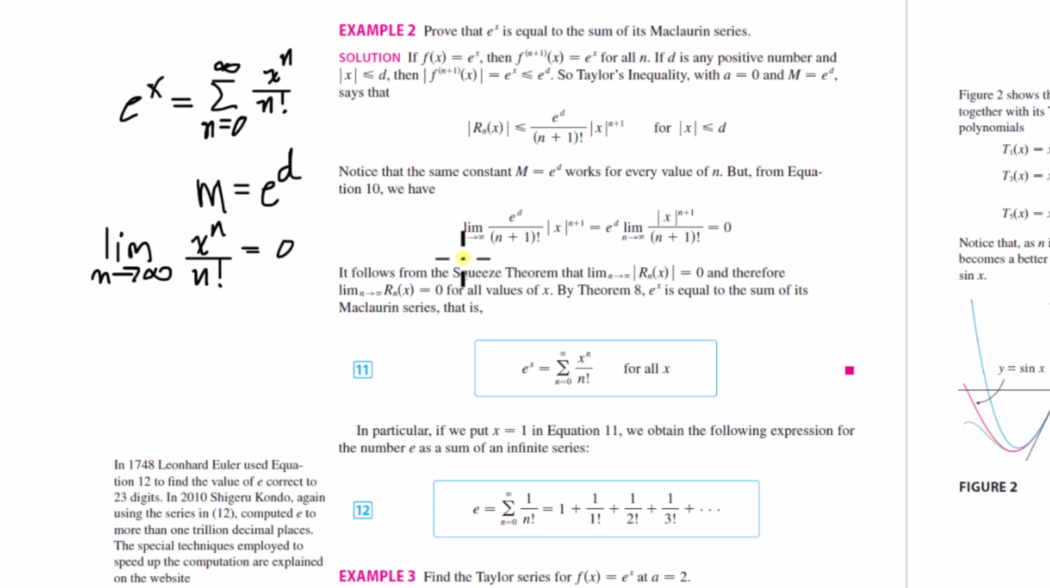That's equation 10. And so they're taking this limit, and d is not a function of n, so you can take the e to the d out of the limit. Now we're taking this limit, which is similar enough to equation 10. It's the absolute value of x to the n plus 1 over n plus 1 factorial, but at infinity, the plus 1 is negligible. You just make this n factorial, and same here. So when n goes to infinity, this is effectively the same thing as the limit as n goes to infinity of the absolute value of x to the n over n factorial. And that's going to be equal to 0.